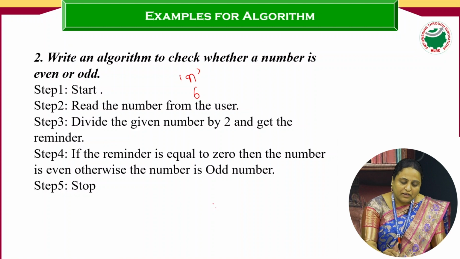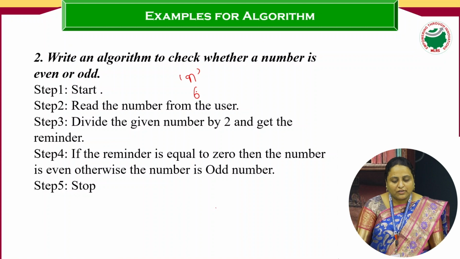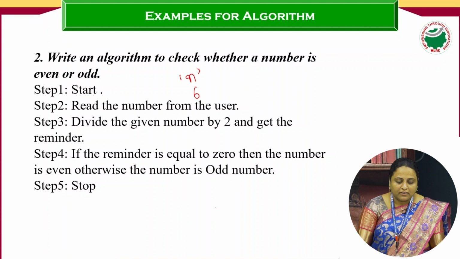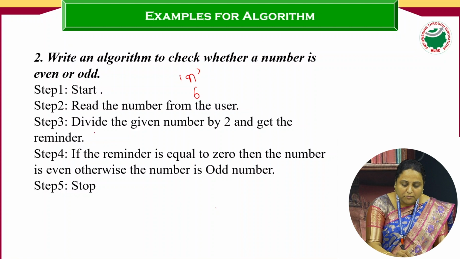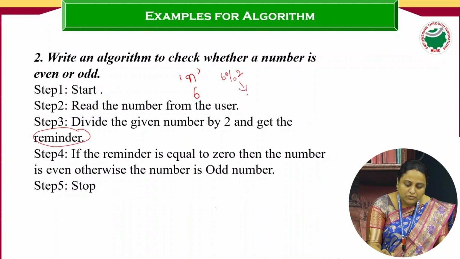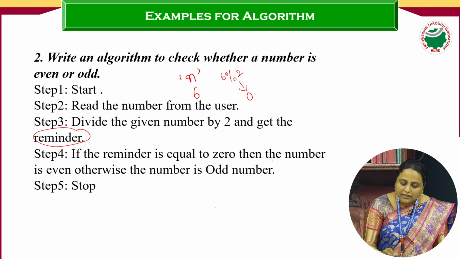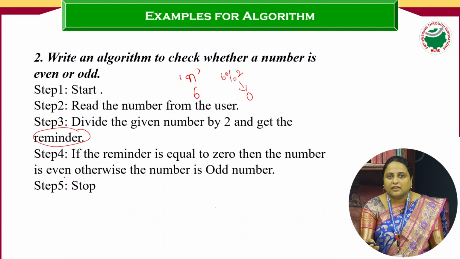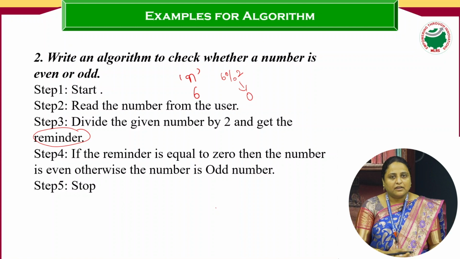So here you can see you are taking a number 6, you are dividing it by 2 and checking the remainder. I divided 6 by 2 and I got the remainder value 0. So if the remainder is equal to 0, yes it is 0, then the number is even. Then display that the number is even. Otherwise automatically the number is odd.